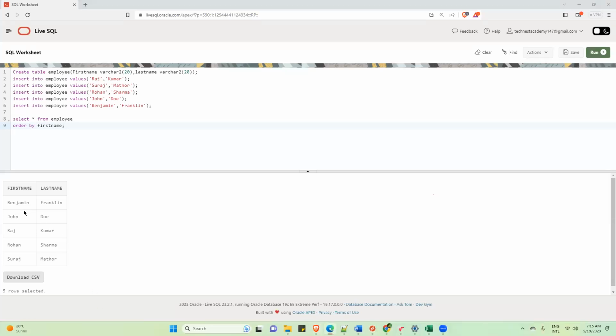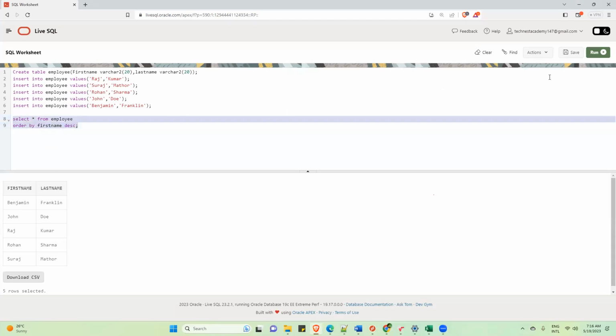Ascending order. By default, it is sorted in ascending order. Now, suppose the question is that I want to sort this in descending order. Then you have to write DESC here. DESC means descending. So the moment you write DESC, the engine will understand that the user wants to sort this data in descending order.